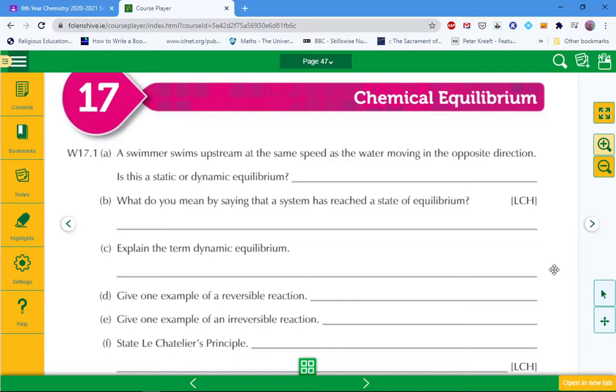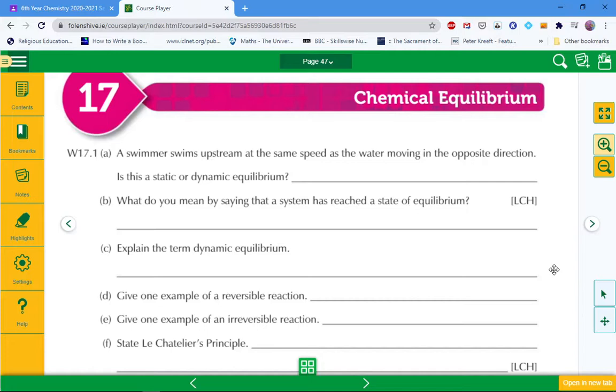Part B. What do you mean by saying that a system has reached a state of equilibrium? And when we say it's reached a state of equilibrium, what we mean is that there appears to be no further decrease in the concentration of reactants and no further increase in the concentration of products, even though we know that the system contains a reversible reaction.